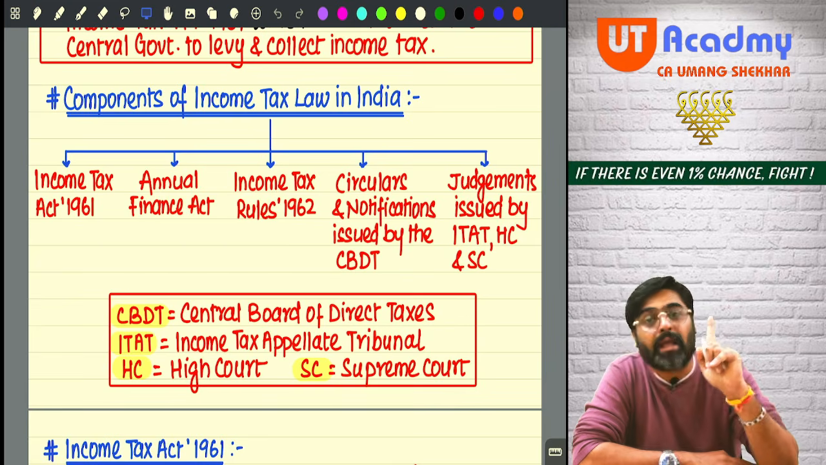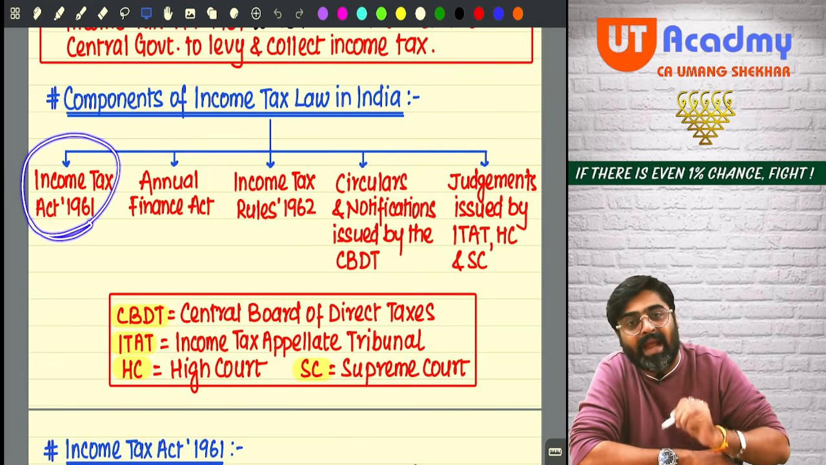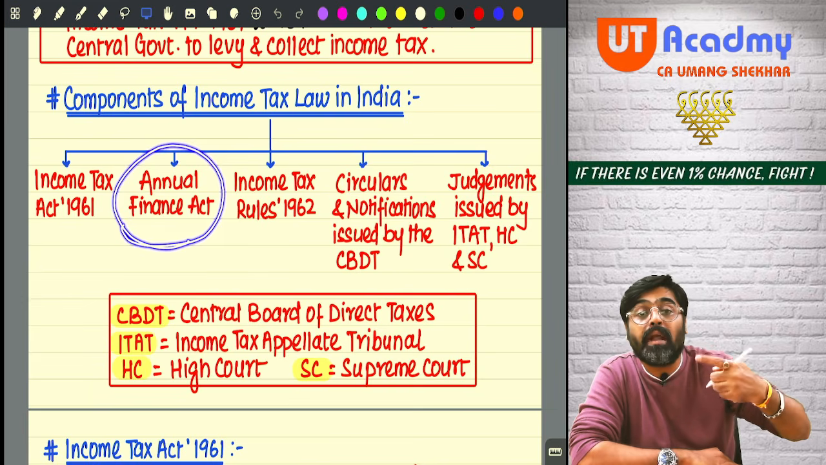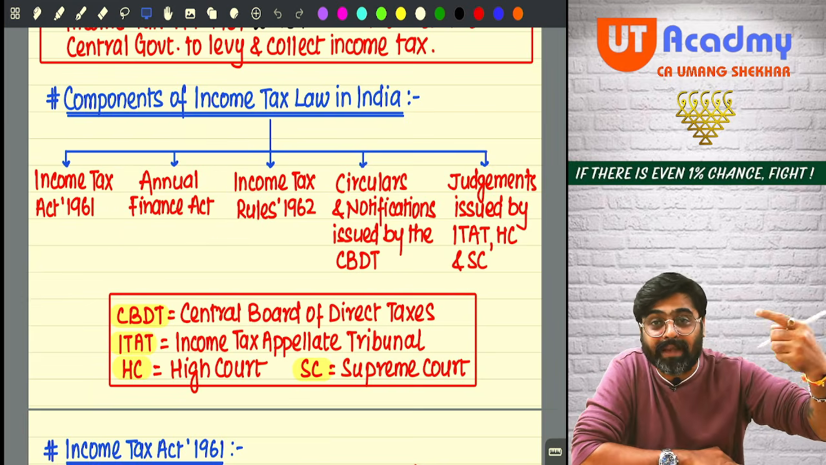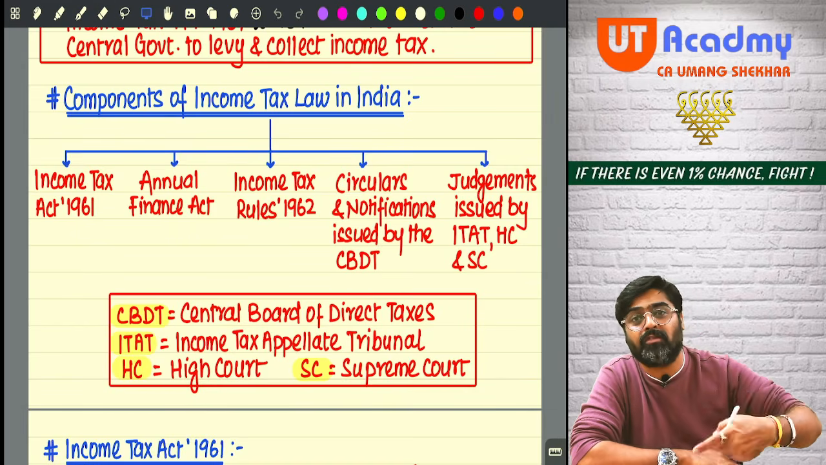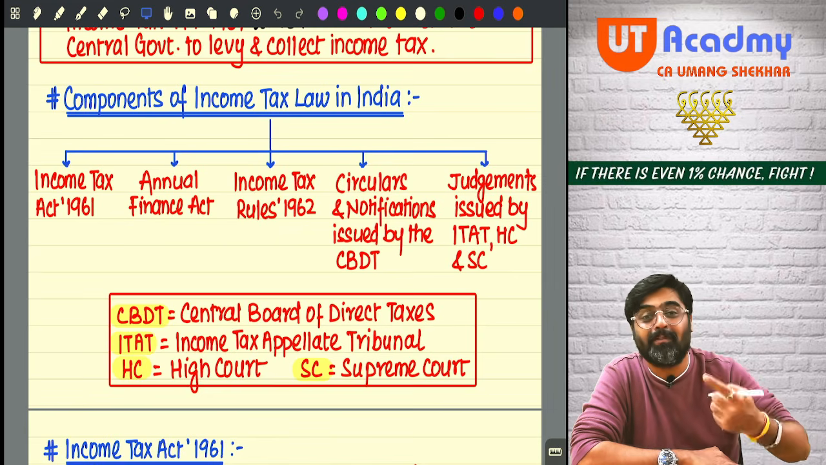In the income tax law, the base you will be studying will be the Income Tax Act. But along with this, you will be learning amendments of annual finance acts. See, every year your Income Tax Act gets changed. No, every year it gets amended.